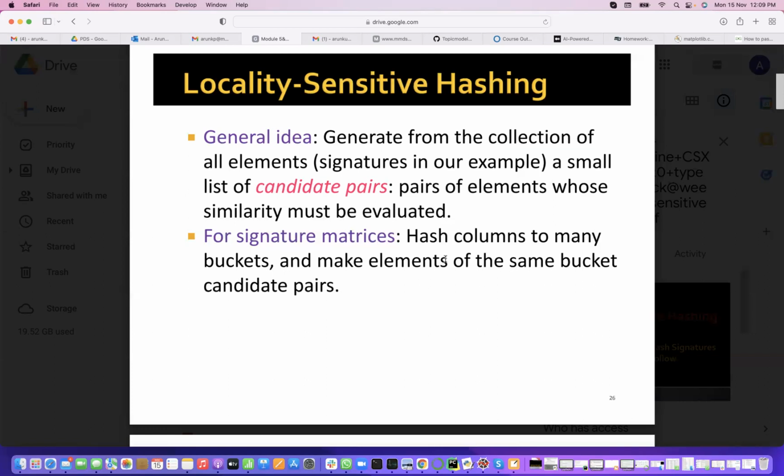For signature matrices, hash columns to many buckets and make elements of the same bucket candidate pairs. So those columns, we are hashing them. If they are similar, they should go to the same hash bucket, right? You are hashing the columns now, each column to one hash value. Whatever that hash is, hash each column. If the columns are similar, those columns should be mapped to the same hash value, right?